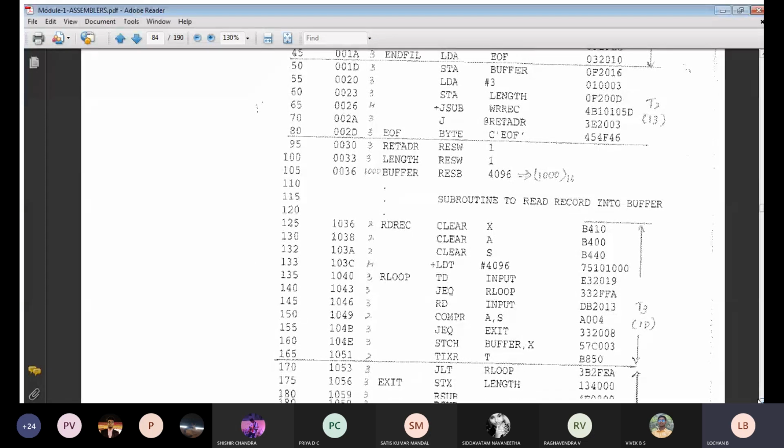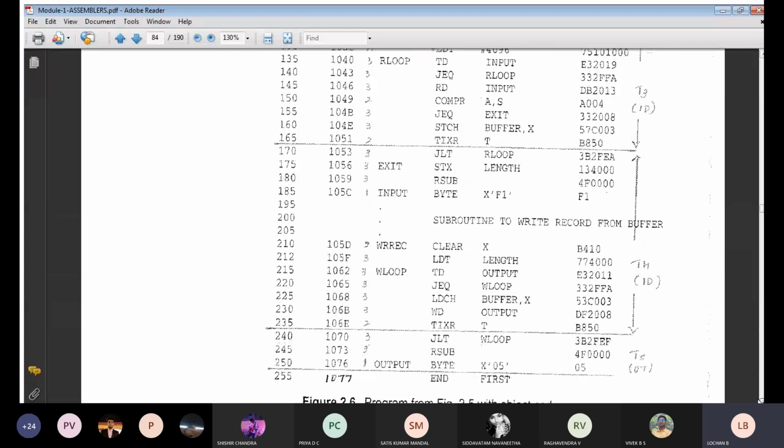Previously, it is 105C. So CLEAR is nothing but a single byte. It is format one, so I am going to add only one, so that I am going to get 105D. Depending on what instruction they have given in the previous one, we will be calculating your next instructions. Understood?